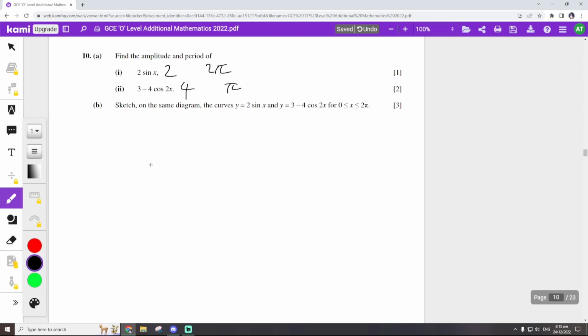Sketch on this diagram the same curves. So plan your curves a little bit before you sketch. What is the maximum value of this? 7, right? The maximum value is 7. The minimum value is minus 1. And this one is minus 2 and 2. So just a bit of planning before we sketch the curves goes a long way.